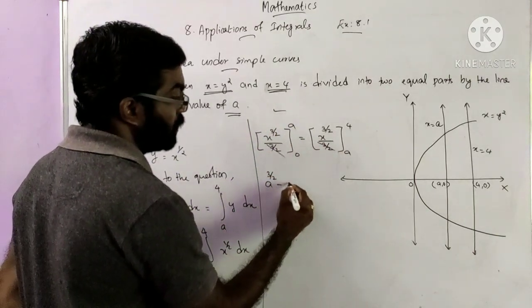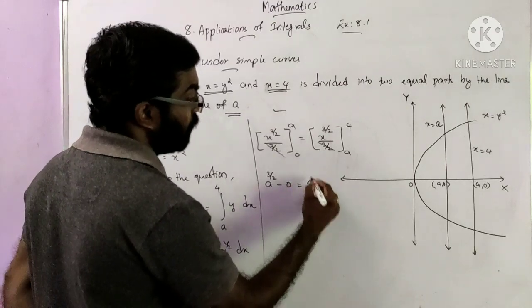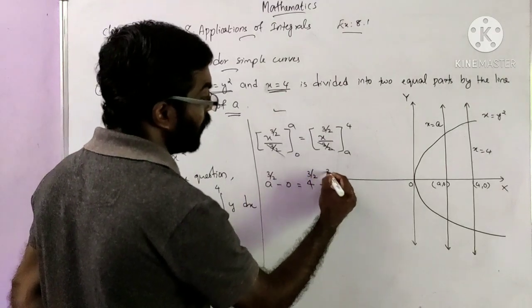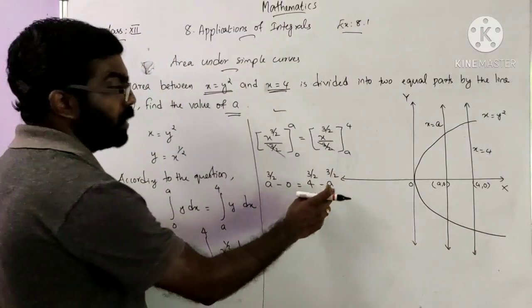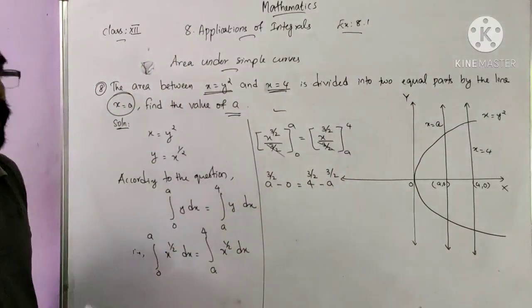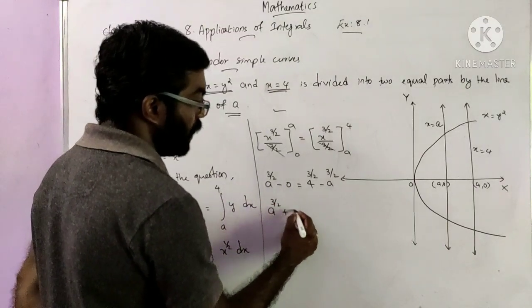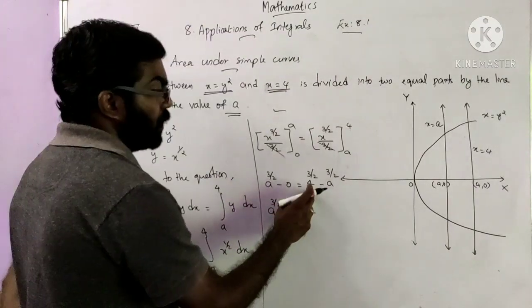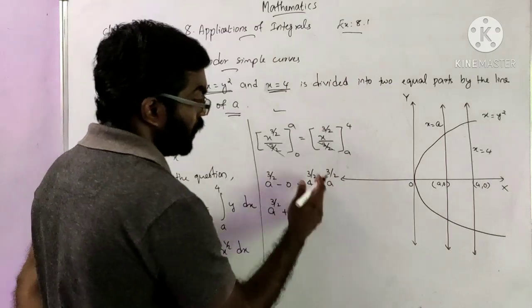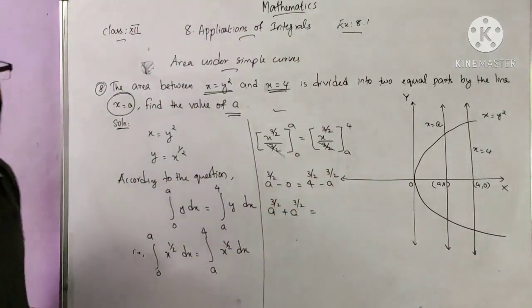This 3 by 2 we can cancel on both sides and we can apply the limit: a raised to 3 by 2 minus 0, which is equal to 4 raised to 3 by 2 minus a raised to 3 by 2. This minus a raised to 3 by 2 we can take to left side, it becomes plus. So a raised to 3 by 2 plus a raised to 3 by 2 equal to 4 raised to 3 by 2. 4 raised to 3 by 2 is 4 raised to 1 by 2 the whole cube, that is 2 cube, 8.